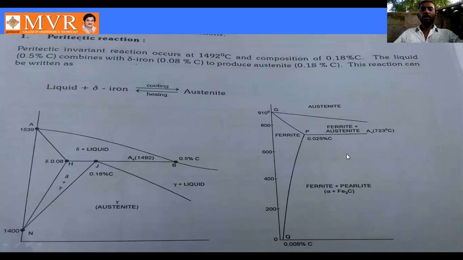So see here in this diagram, it is ferrite plus ferrite onwards. So completely the phase will change to ferrite. So the phases will change to ferrite plus austenite. After that, the final phase is nothing but austenite. Liquid plus delta iron, heating or cooling, we can get the austenite phase. This one we can call as the peritectic reaction.